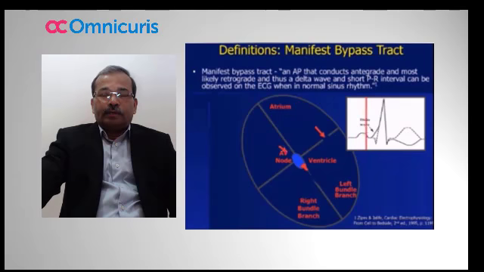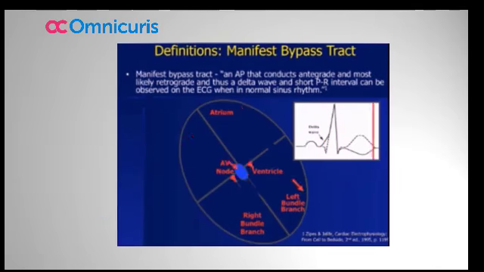There are two varieties of accessory pathway in an ECG. One, in a normal sinus rhythm, the pathway can be obvious, which is called a manifest bypass tract. What happens here is, as you can see in the slide, the activation of the ventricle during normal sinus rhythm occurs both over the AV node as well as the accessory pathway. So as you can see, this is a fusion beat where part of the ventricle is pre-excited from the atrium to the ventricle across the pathway.